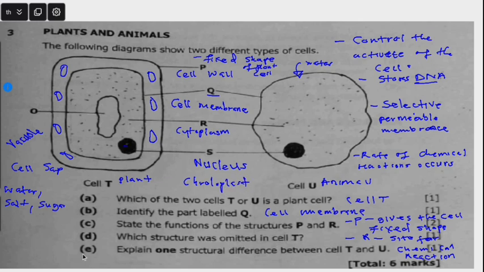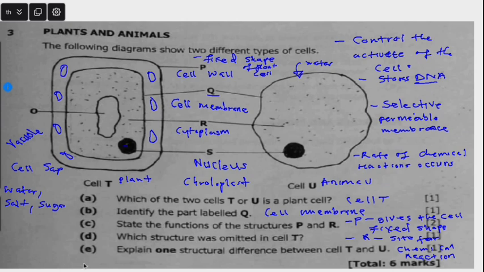Then for question E, it is saying explain one structural difference between cell T and cell U. So cell T is the plant and cell U is the animal. As you can see here, you can talk of the vacuole or you can talk of the cell wall. The plant cell has the cell wall, while an animal cell doesn't have, or you can talk of the vacuole. The plant cell has the vacuole, whereas the animal cell doesn't have.